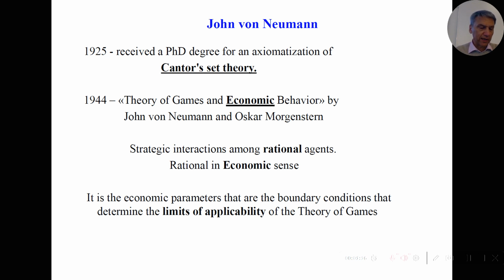So, fact one. In 1925, Professor von Neumann received his PhD degree for an axiomatization of Cantor's set theory. Following him, I also used set theory in my investigations. Fact two. In 1944, Theory of Games and Economic Behavior was published by John von Neumann and Oscar Morgenstern. Following them, I also considered the theory of economic behavior.